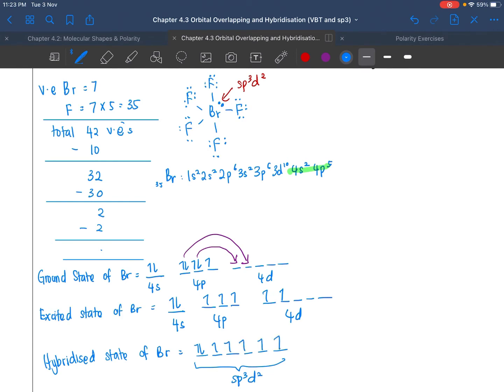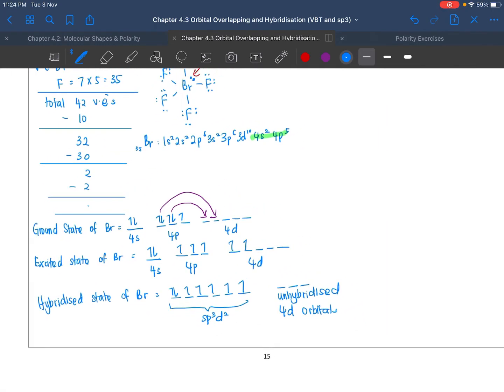Okay, and then we have 3 unhybridized for the orbital. Okay, so ini jarak sikit, so ini adalah unhybridized for the orbital. And again, no electron in unhybridized for the orbital ni, so nothing to worry.